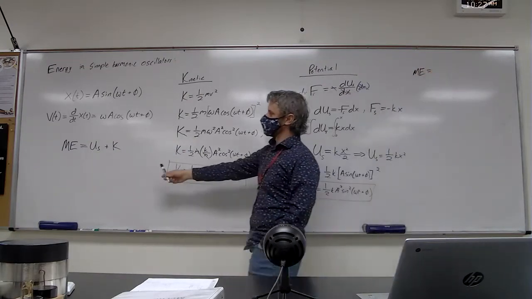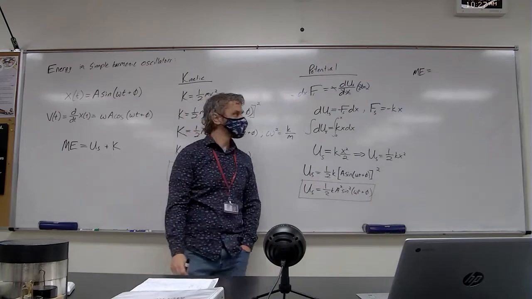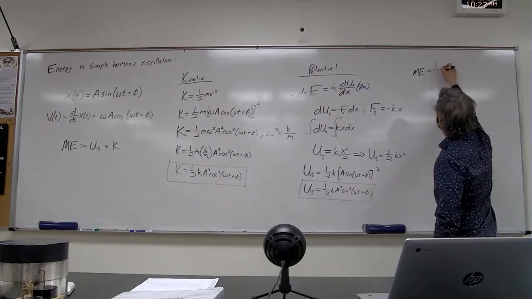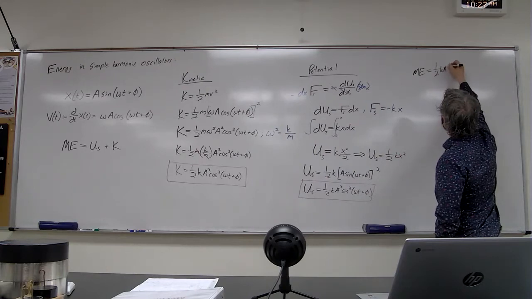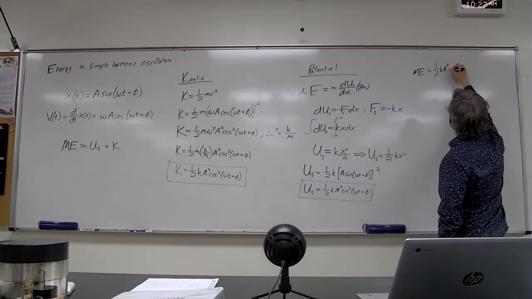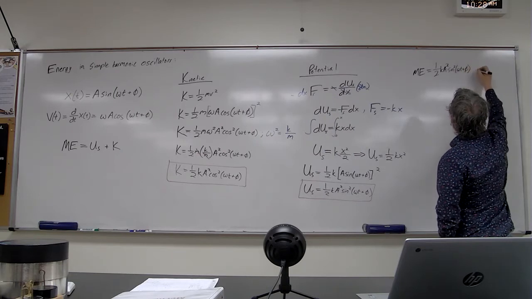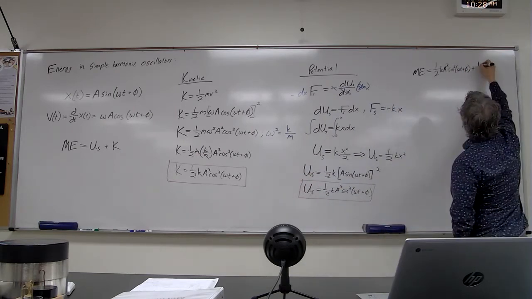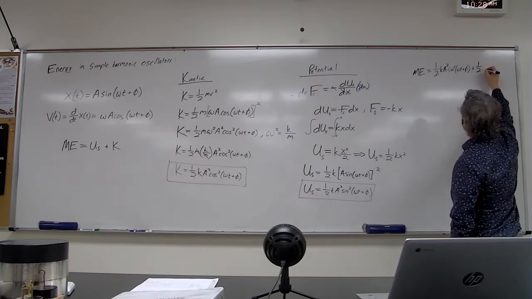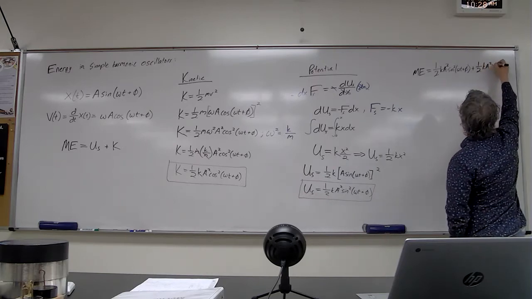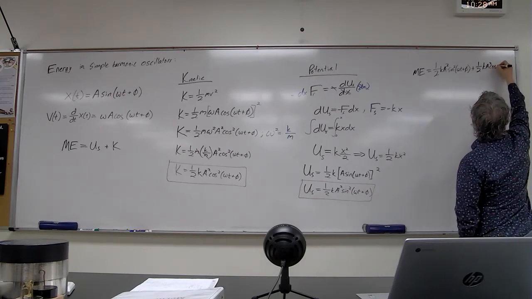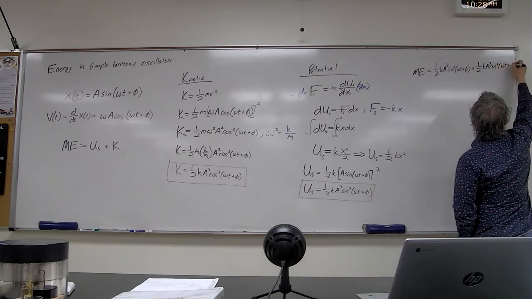Again, total mechanical energy is just spring potential plus kinetic. So if I add the spring potential, which is 1/2 k amplitude squared sine squared(omega t plus phi), and I add to that the kinetic energy, which is 1/2 k a squared times cosine squared(omega t plus phi).